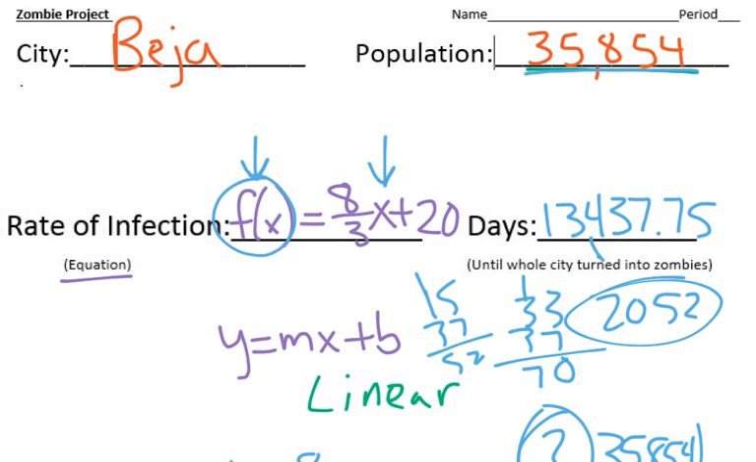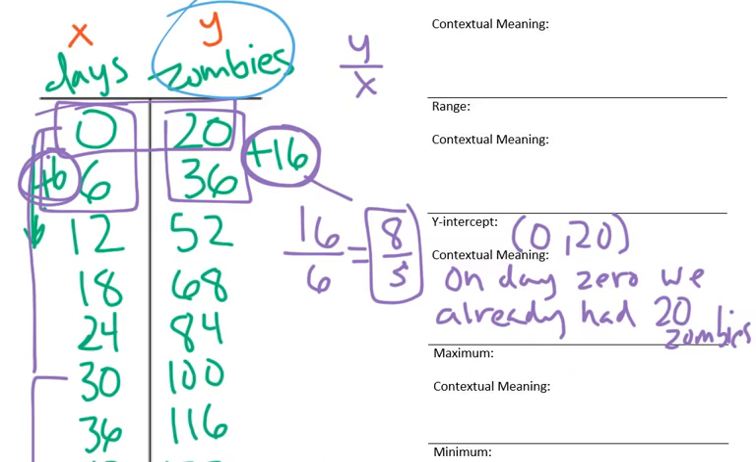We also need to do a graph. Now, one thing you can do is go to Desmos, and if you have your equation, you can type that equation in, and then print off that graph and use that. Use that technology to help you out. That's fine by me. But if we're doing it by hand, we'd have zombies, and then we'd have days. Okay, now, looking at my scale, I'm going through a lot of days, right? 13,437.